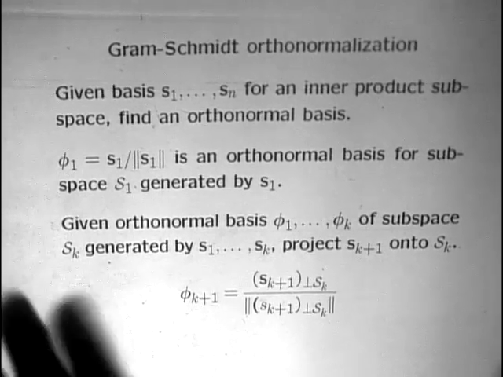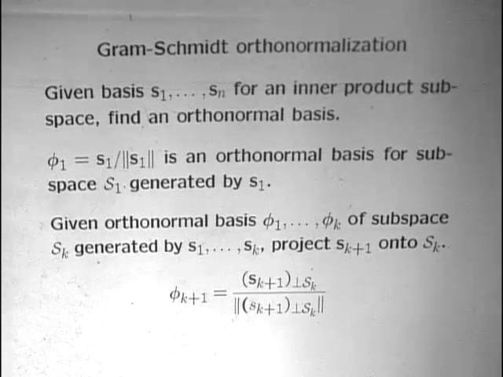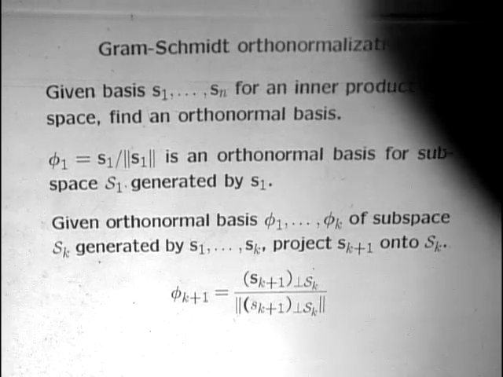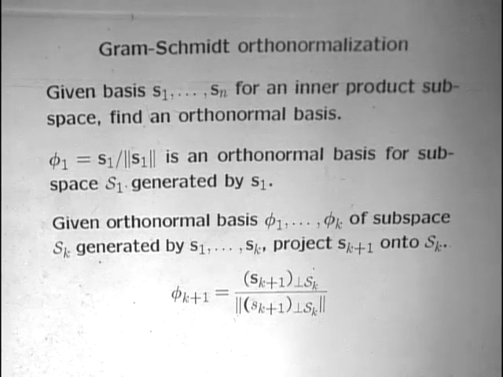Okay, the next thing I do is I take S2, I find the projection of S2 on the subspace S1. I can do that. So I find a part which is collinear with S1. I find the part which is orthogonal. I take the orthogonal part, and that's orthogonal to phi1, and I normalize it. So I then have two vectors, phi1 and phi2, which span the space of functions of linear combinations of S1 and S2, and I call that subspace S2, capital S2, and then I go on.